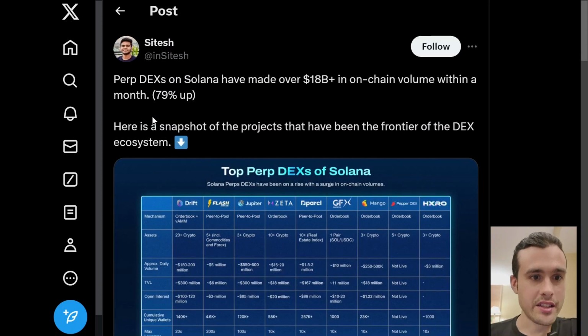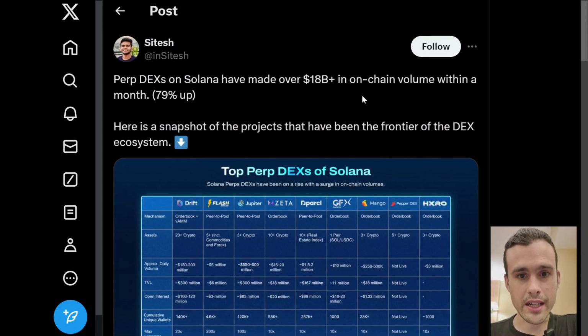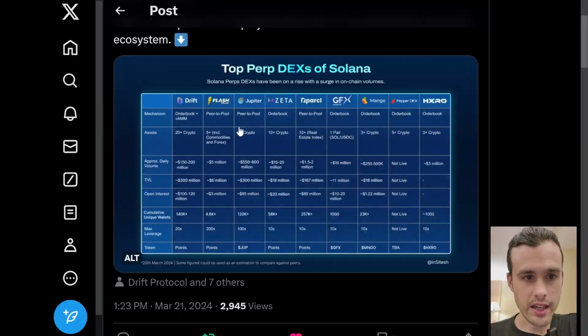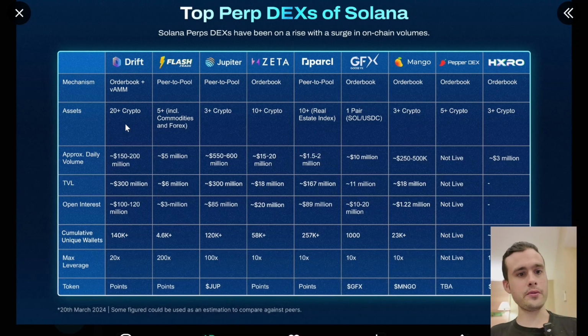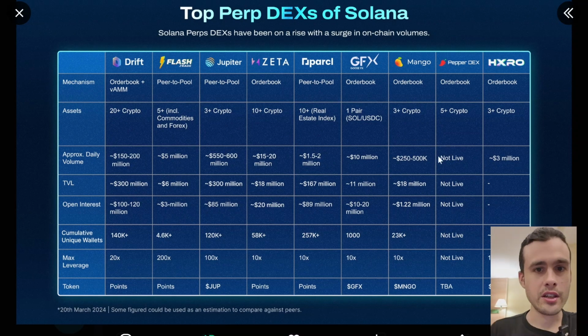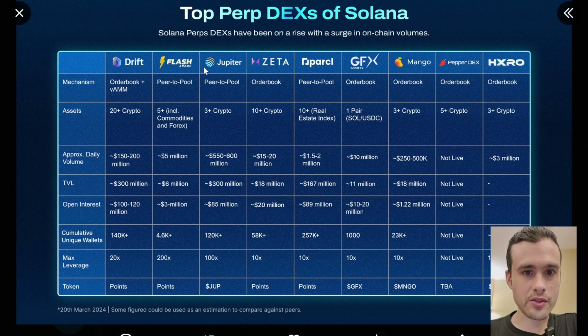Now let's have a look at Perp DEXs on Solana that have made over 18 billion in on-chain volume within a month. So here's a snapshot of all the projects. This is from Sitesh, and I've covered Drift a fair bit on my channel. And I've also covered Mango, and I've also covered Jupiter, obviously. Parcl and Flash, I've mentioned that a few times as a potential airdrop candidate. And I think, yeah, Drift is kind of the big dog at the moment.